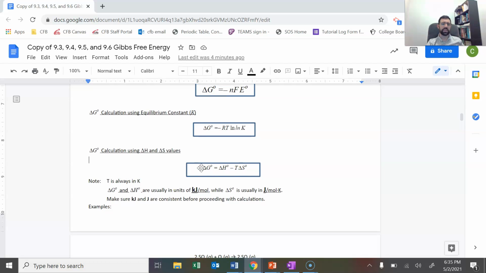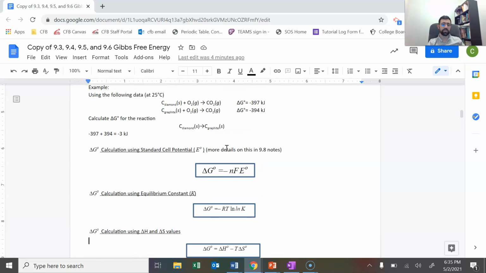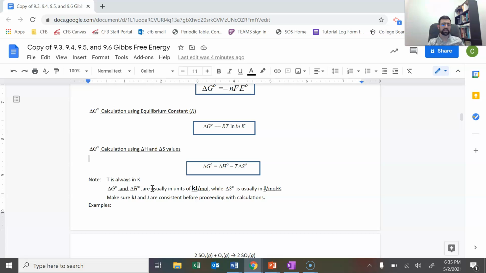Note that T is always going to be in Kelvin for this formula, for really any of the formulas that we have here in the thermodynamic section. T is always in Kelvin. Delta G and delta H are usually in units of kilojoules per mole, where delta S is usually in joules per mole Kelvin. So be careful. Make sure that your kilojoules and joules are consistent before you proceed with your calculations. You're going to have to convert one of them often in order to get the correct calculations, especially if you're using this formula where you have delta S, delta H, and delta G all in the same equation.